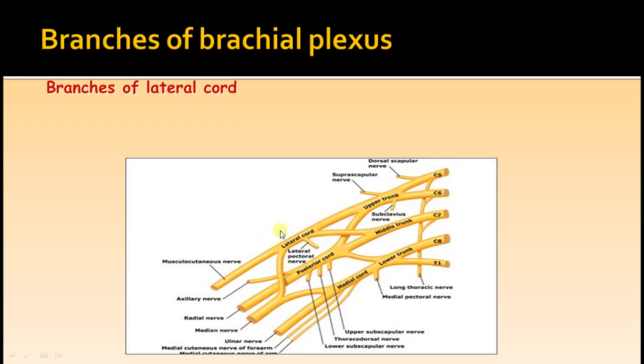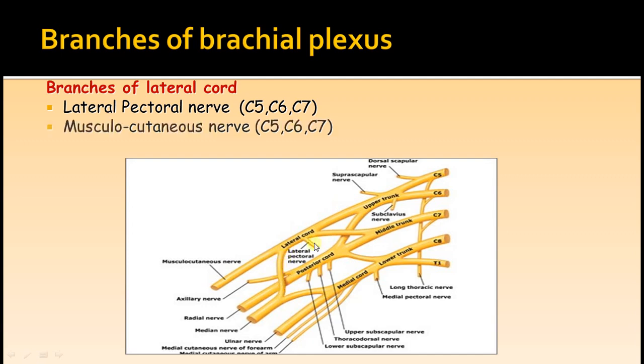So all the nerves arising from the lateral cord are going to have the root value C5, C6 and C7. The branches are the lateral pectoral nerve, musculocutaneous nerve and the lateral root of median. Lateral pectoral nerve, musculocutaneous nerve and lateral root of median. As I told you, all have the root value C5, C6 and C7.